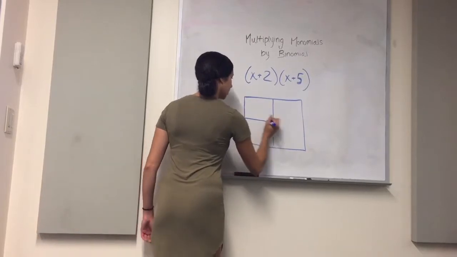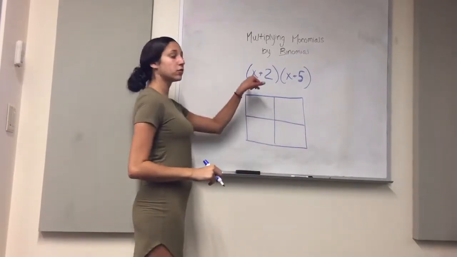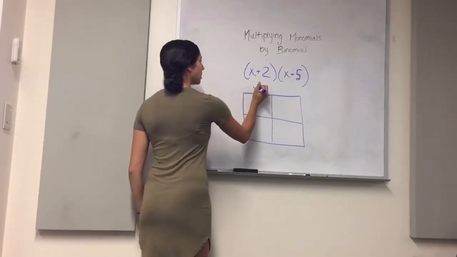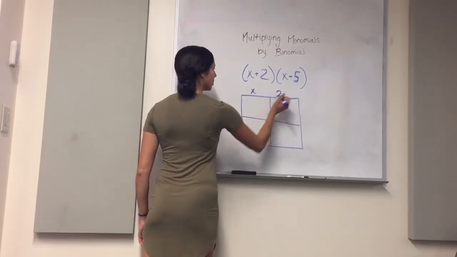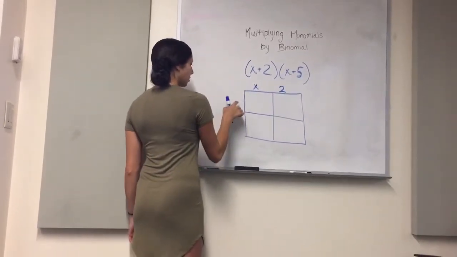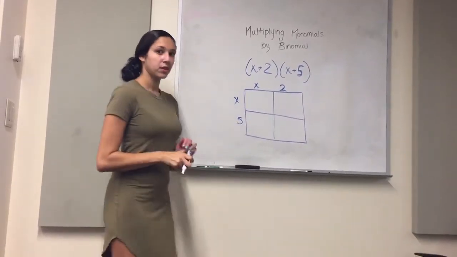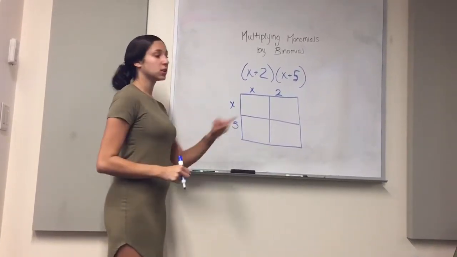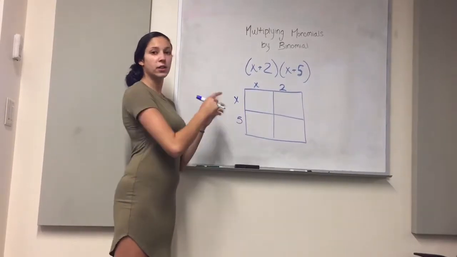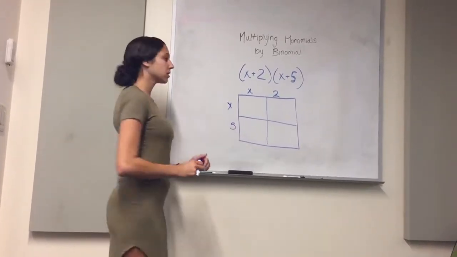We divide it into 4. And now we're going to take our first binomial and put it on top. So I'll put the x here and the 2 here. And I'll take my second binomial and put it right over here over x and our 5. So this sets it up really nice for us because we can see exactly what we're multiplying, and what we're multiplying will go into that box respectively.